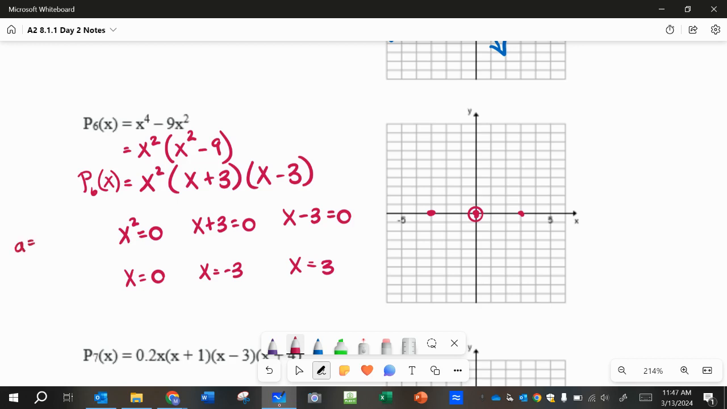My a value is a 1, so it's positive. So that means it ends high. So it means it ends high, so it's here. Bounce it, goes through. Okay, so it goes through, bounces, goes through.